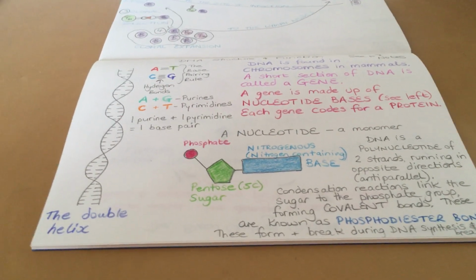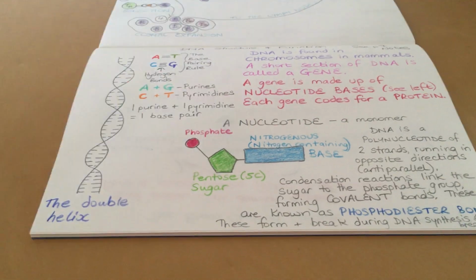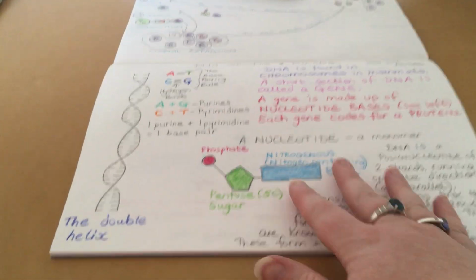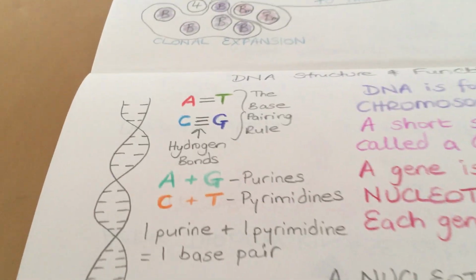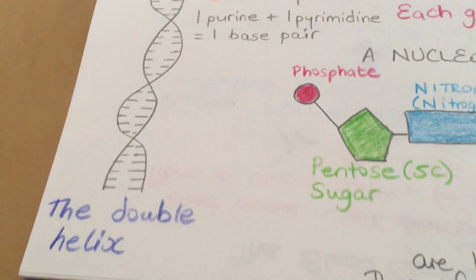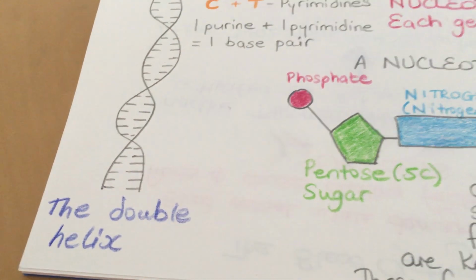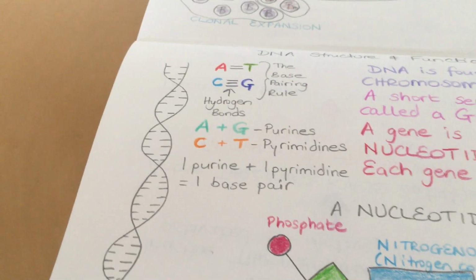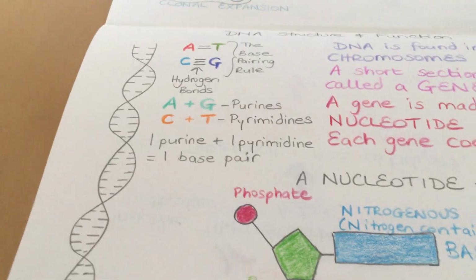So this morning we're going to carry on, having looked at DNA and how we make it into protein. We're going to take a little look at the structure of DNA in a bit more detail. So here we go. On the left-hand side here, we have a double helix. This was identified and first characterised by Watson and Crick.